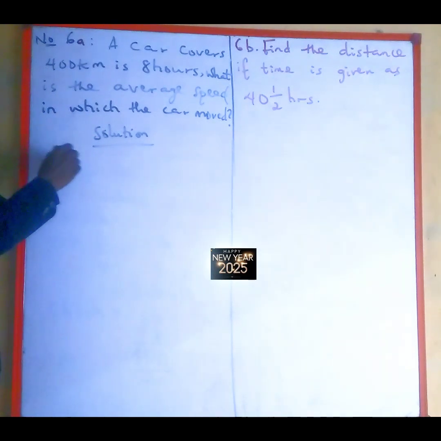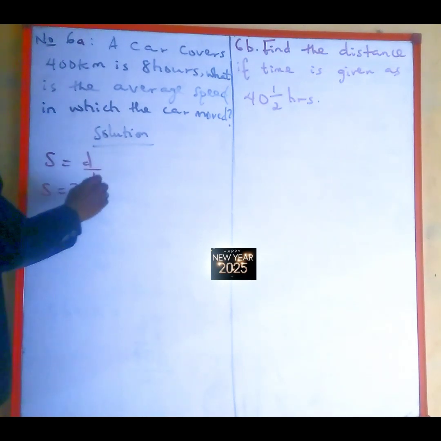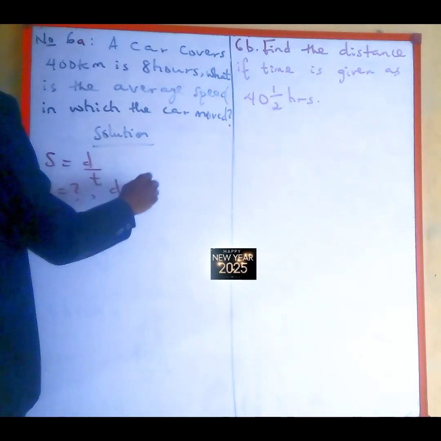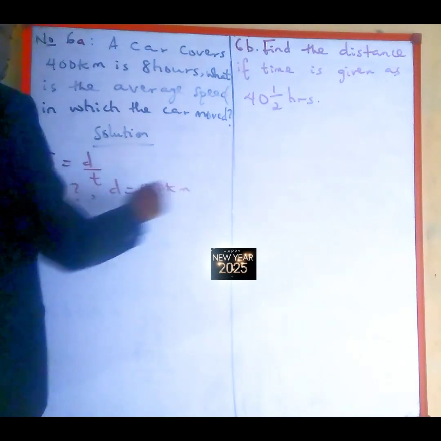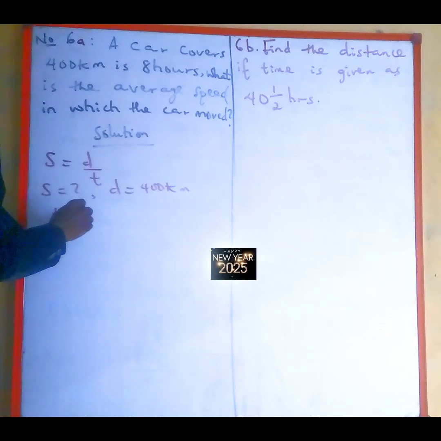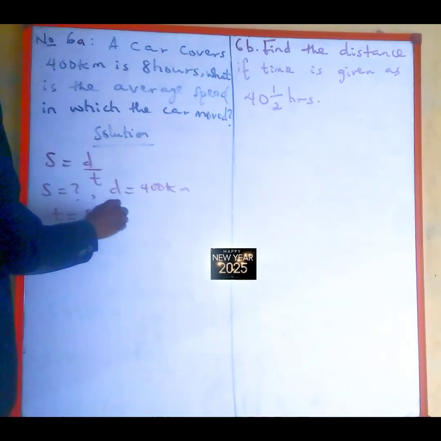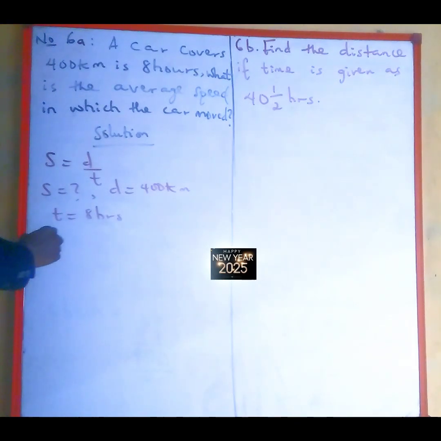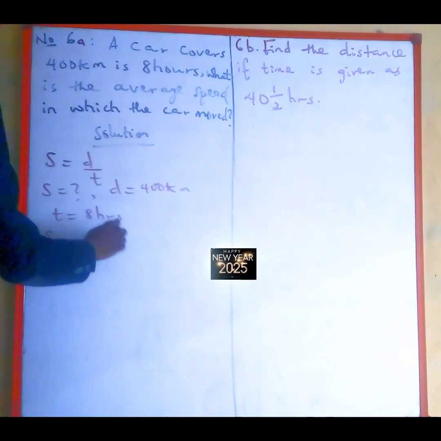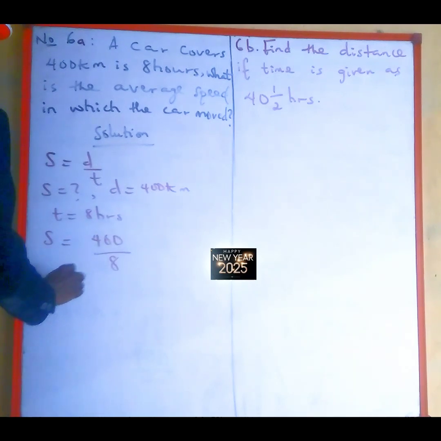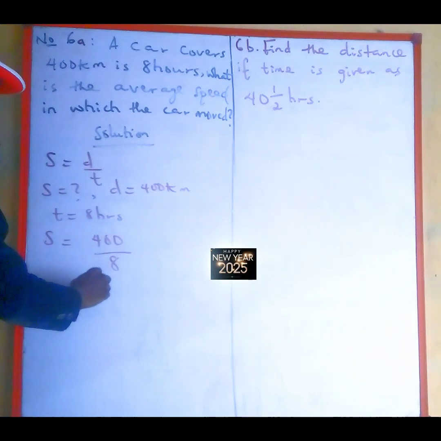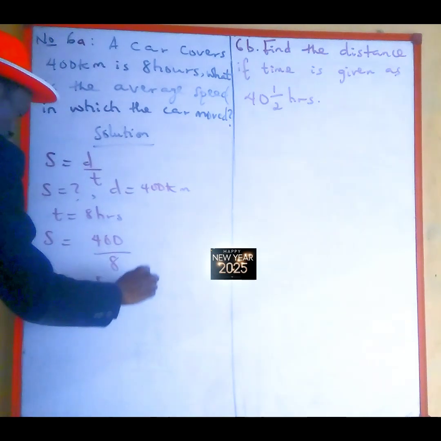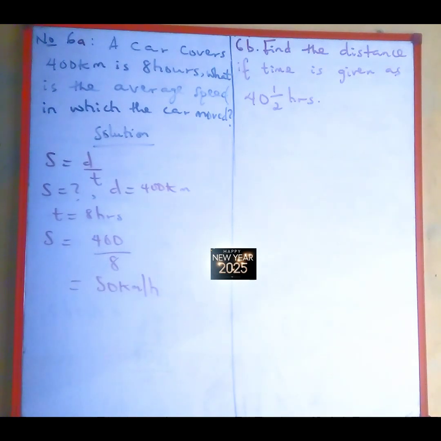The formula for average speed is distance over time. Here the speed is not given. The distance is given as 400 kilometers. The time frame which the car will travel is 8 hours. Now let's substitute into our formula. So we have S equals, what's the distance? 400 all over 8. So therefore the speed will be what? 50 kilometers per hour. So this is how fast the car will be traveling.